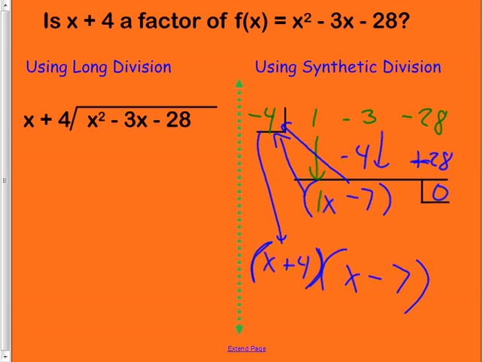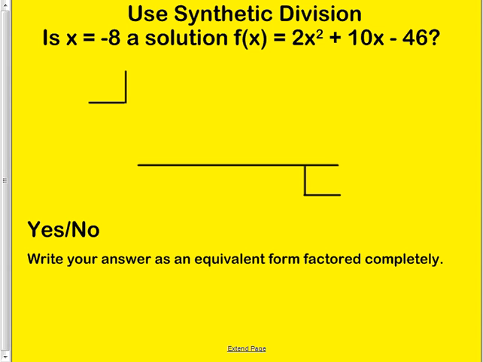Raise your hand if you had it right. Good. See how much easier that is? All right. I think you want to use that most of the time. But like I said, you'll have to know long division. A couple problems on there can only be done with long division. All right. Use synthetic. Let's see if you can do it.